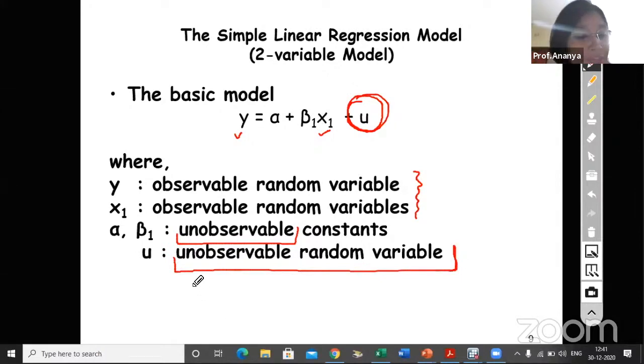It's our error term. So we will come to u, but first let us see how we use the two variable model to actually estimate alpha and beta 1. About u, we'll come back and discuss in detail just a little later, once we've learned how to get alpha and beta.